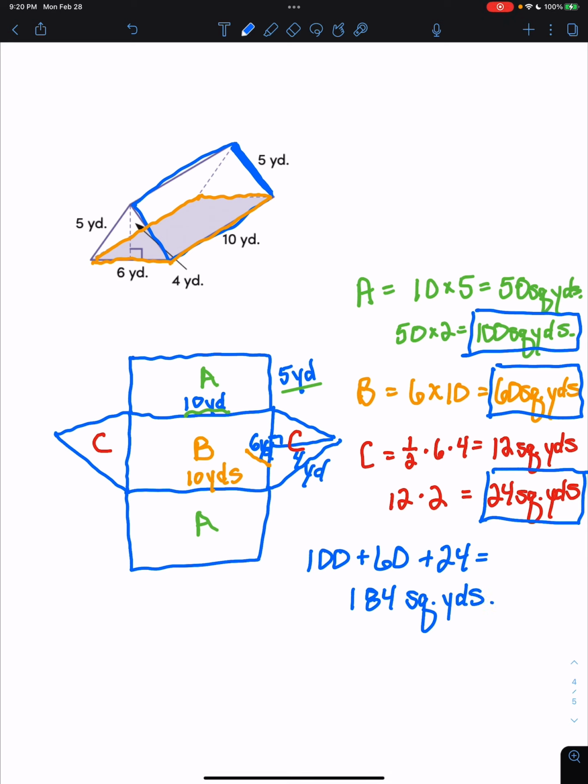triangular prism. So again, make sure that you potentially draw out your net for these shapes. It will help you figure out the dimensions of each different shape in the figure and how to calculate the area for that, and then add them all together.